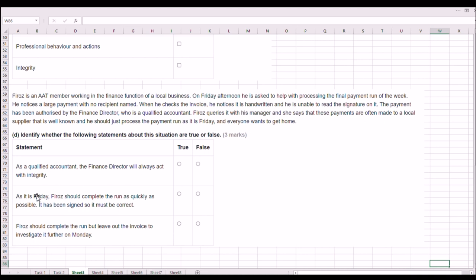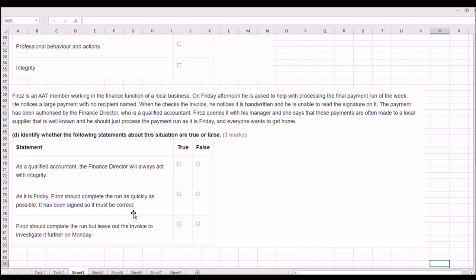As it's Friday, Firoz should complete the run as quickly as possible, as it's been signed, so it must be correct. No, so what? It's Friday. There's a threat to Firoz's objectivity because everybody's just saying let's get ourselves home. But he's not happy about it. Why should Firoz sign his name to it? If the manager wants to come down and do the payment run themselves, the manager can knock themselves out. But I don't think Firoz should do it, mainly because if it goes wrong, remember the segregation of duties here.